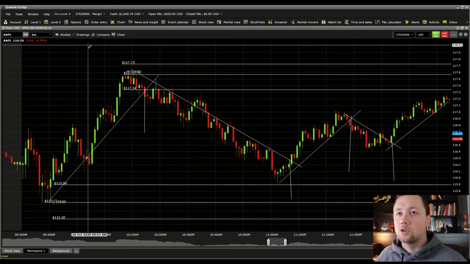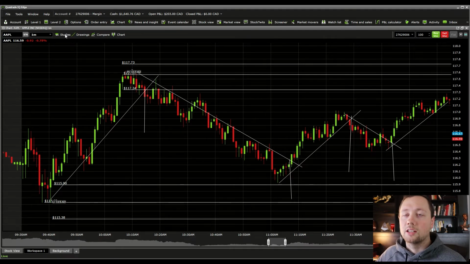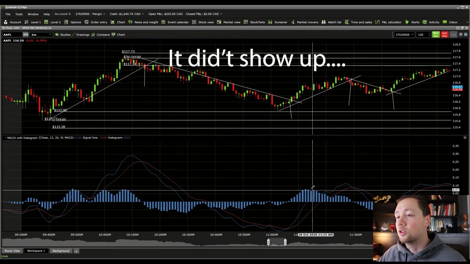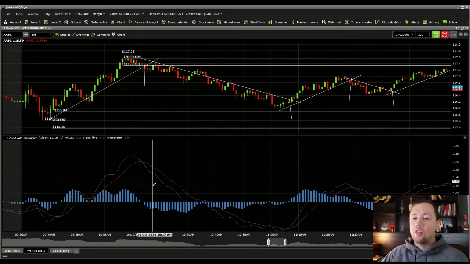So to add the MACD in Questrade, you have to come up here and click on Studies. Now a drop-down menu will appear. I don't know if it's actually going to show up on my screen recorder or not, but you basically come to Trend Indicators and you click on MACD with histogram, and this little window pops up here. And so this is the MACD.